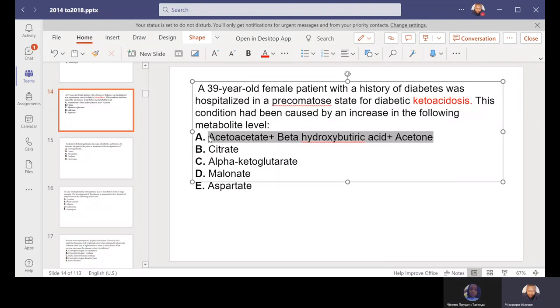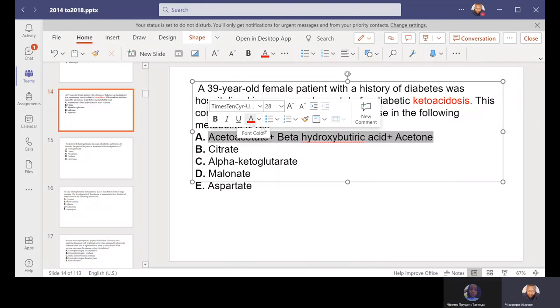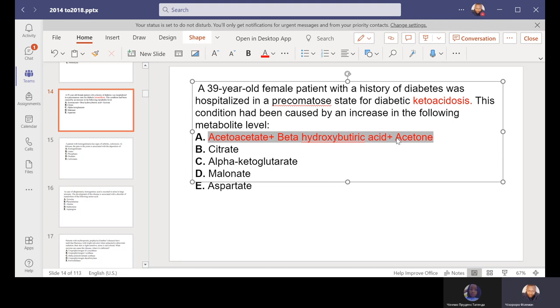People who are utilizing ketone bodies have a specific smell. It's called acetone breath. I'm sure you know it. If you fast for a long time, you can smell it. You just don't know its name, but I'm sure you know that smell if you come across acetone breath. So the ketone bodies: acetoacetate, beta hydroxybutyric acid, and acetone, right?